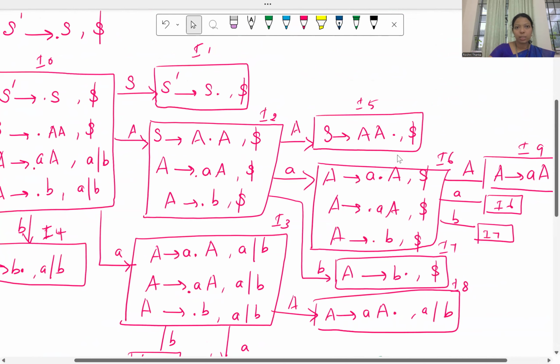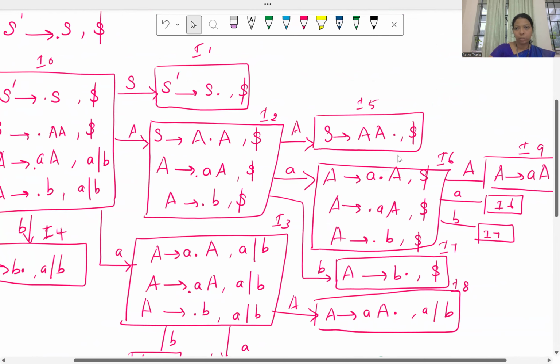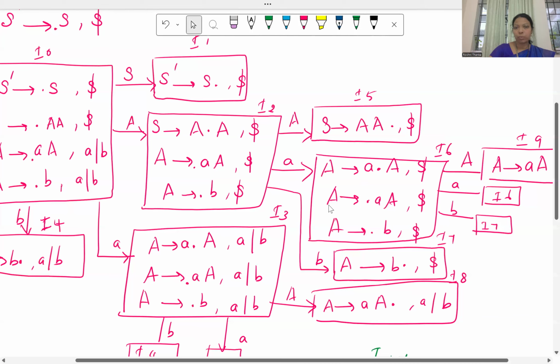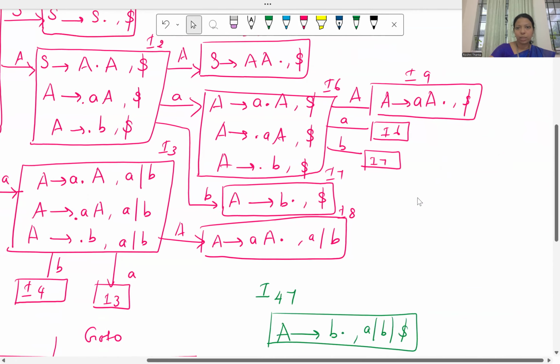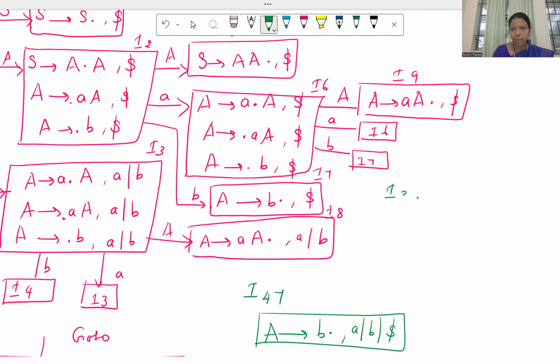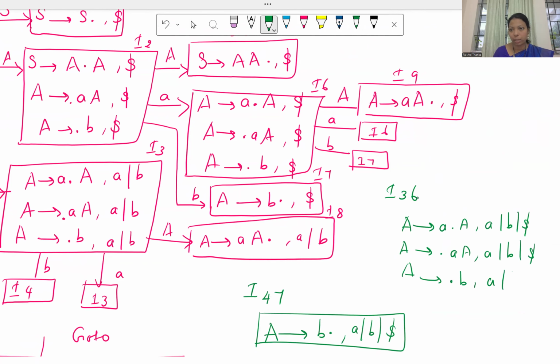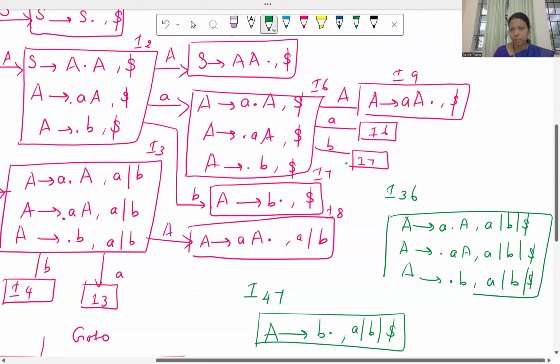And similarly, you see other states as well. You see this 3 and 6. State numbers I3 and I6, both are same, but only the look ahead is changing. So we can merge that as well. So I can write I36. So what are the productions? A derives A dot A, and I'm going to merge these two, so all the look aheads: A, B, and dollar. And A derives dot B, with the look aheads A, B, and dollar. So I merged the third state as well as the sixth state, and I got a new state called I36.